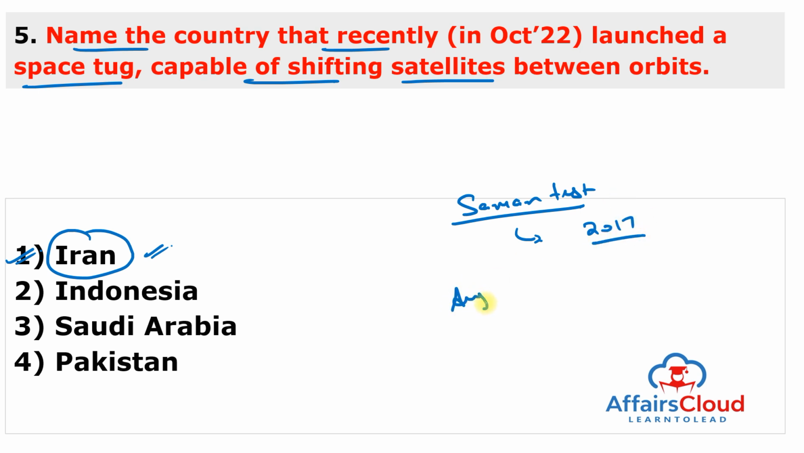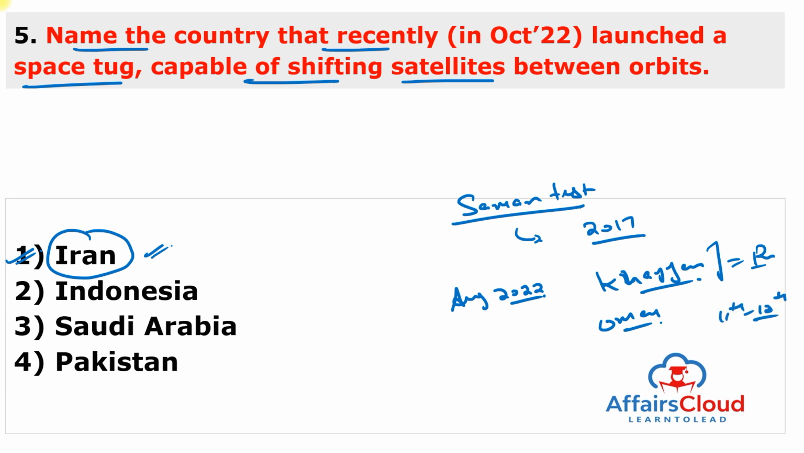Even in August 2022, the Iranian Khayyam satellite was launched into orbit by Russia, and it was named after Omar Khayyam, a Persian scientist who lived in the 11th and 12th century.